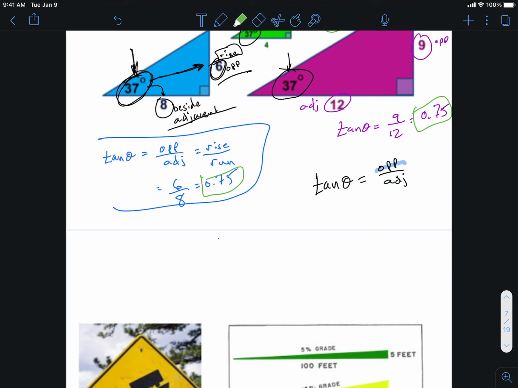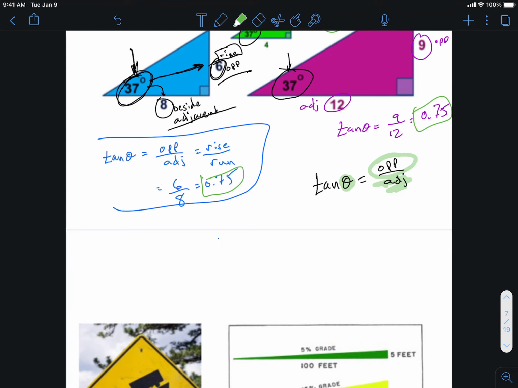If I'm given the angle and one of the side lengths, I can find the third. Doesn't matter which of the two I'm given. If I'm given the adjacent, I can find the opposite. That is the tangent ratio. There is a direct relationship between the side lengths of a triangle and the angle that they produce down at the bottom. That's what the tangent ratio does. Does anybody have any questions?